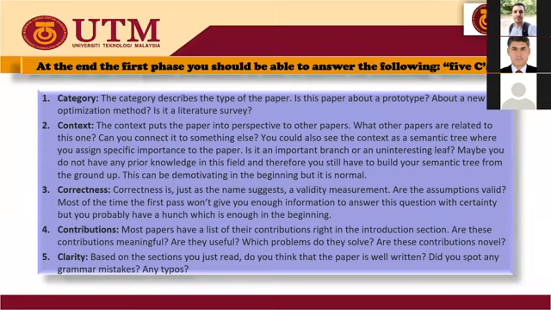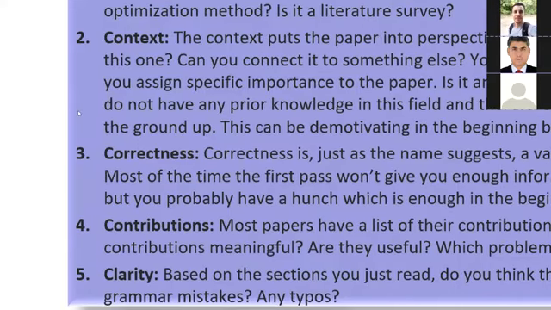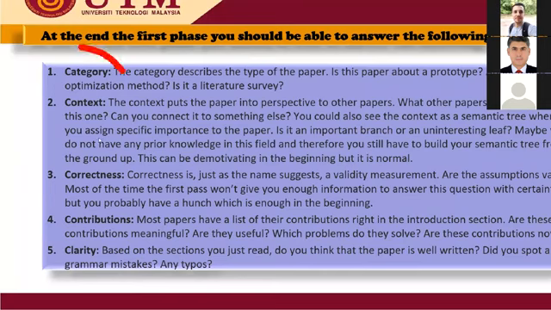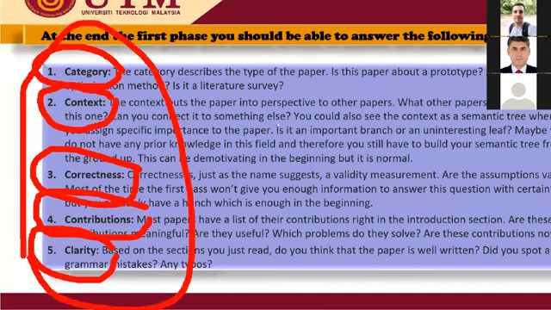And clarity: based on the sections you just read, do you think the paper is well written? So from the first phase, we must know the category of this paper, the context of this paper, the correctness, the contributions, and the clarity. It's very easy from the first pages to find all these 5 C's.